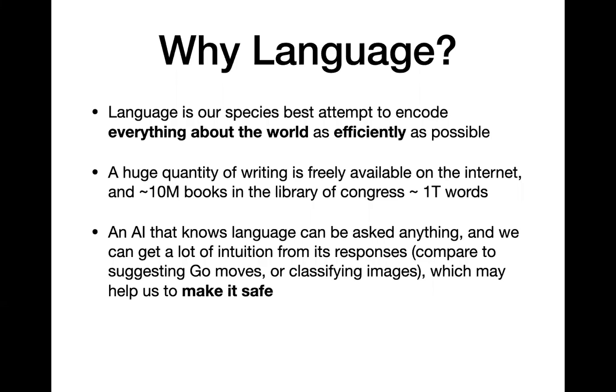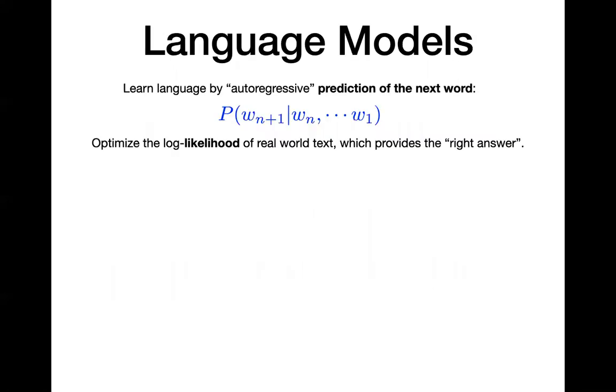So there's really a lot of really high quality language out there that could be learned from in the future. And of course, the internet is much bigger than this. Another motivation is that an AI that really understands or can communicate in natural language, you can ask it about anything. You can get a lot of intuition from its responses. If it understands language, if it knows what words mean in some sense, then you can try to train it using that information. That also might help us understand what machine learning systems are doing and how we can make them safe, make them aligned with our values, et cetera. So those are some motivations for studying language.